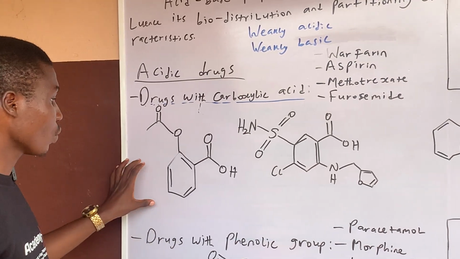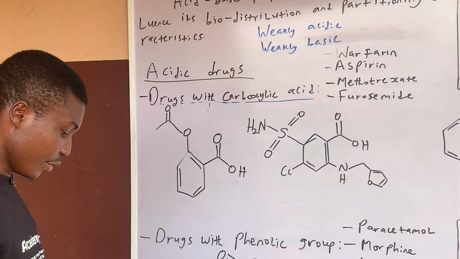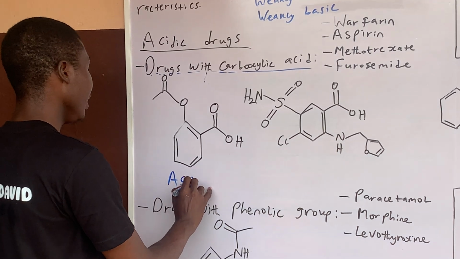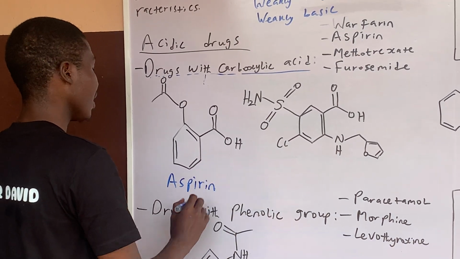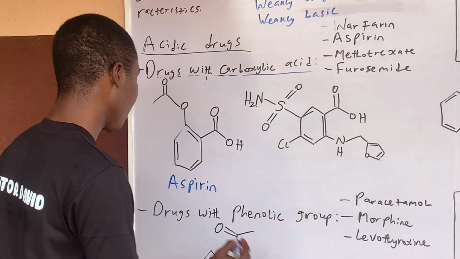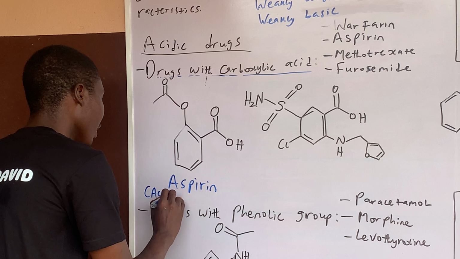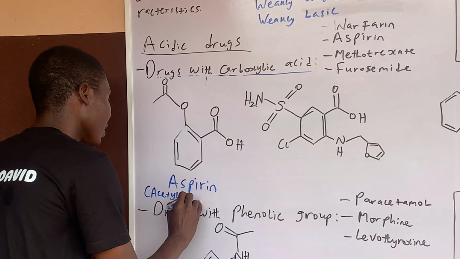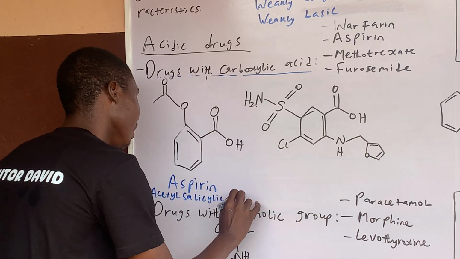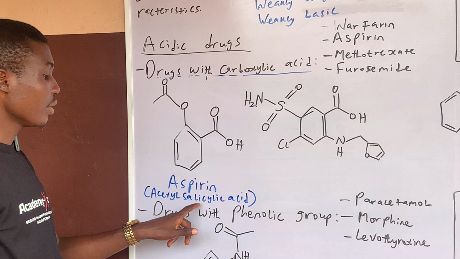All right, so the first one we are going to be looking at here is aspirin. This structure is the structure for aspirin. Now, aspirin is also known as acetyl salicylic acid.